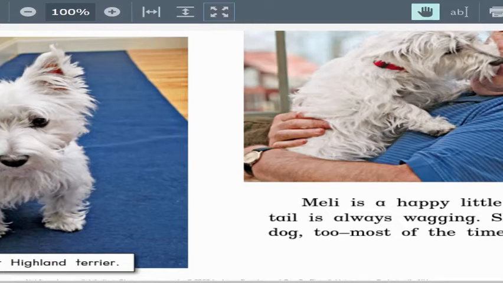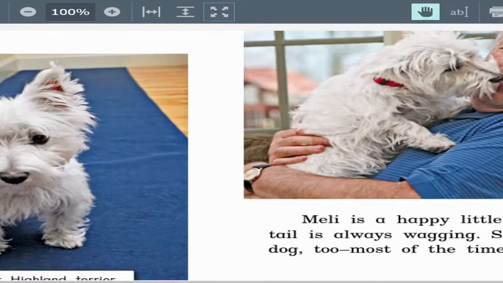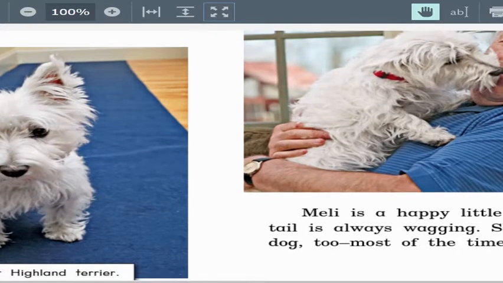Then look on page 3. Okay, so on page 3, find the sentence that has a dash. A dash is like a little line. Do you see that? Down in the bottom, the last sentence. Sometimes a writer uses a dash to point out something important. So let me read this page and you listen to how I read it. Meli is a happy little dog. Her tail is always wagging. She's a good dog too, most of the time. So when you read that sentence about Meli, you know there's going to be a problem because I say most of the time. So we're going to look at page 4 next.